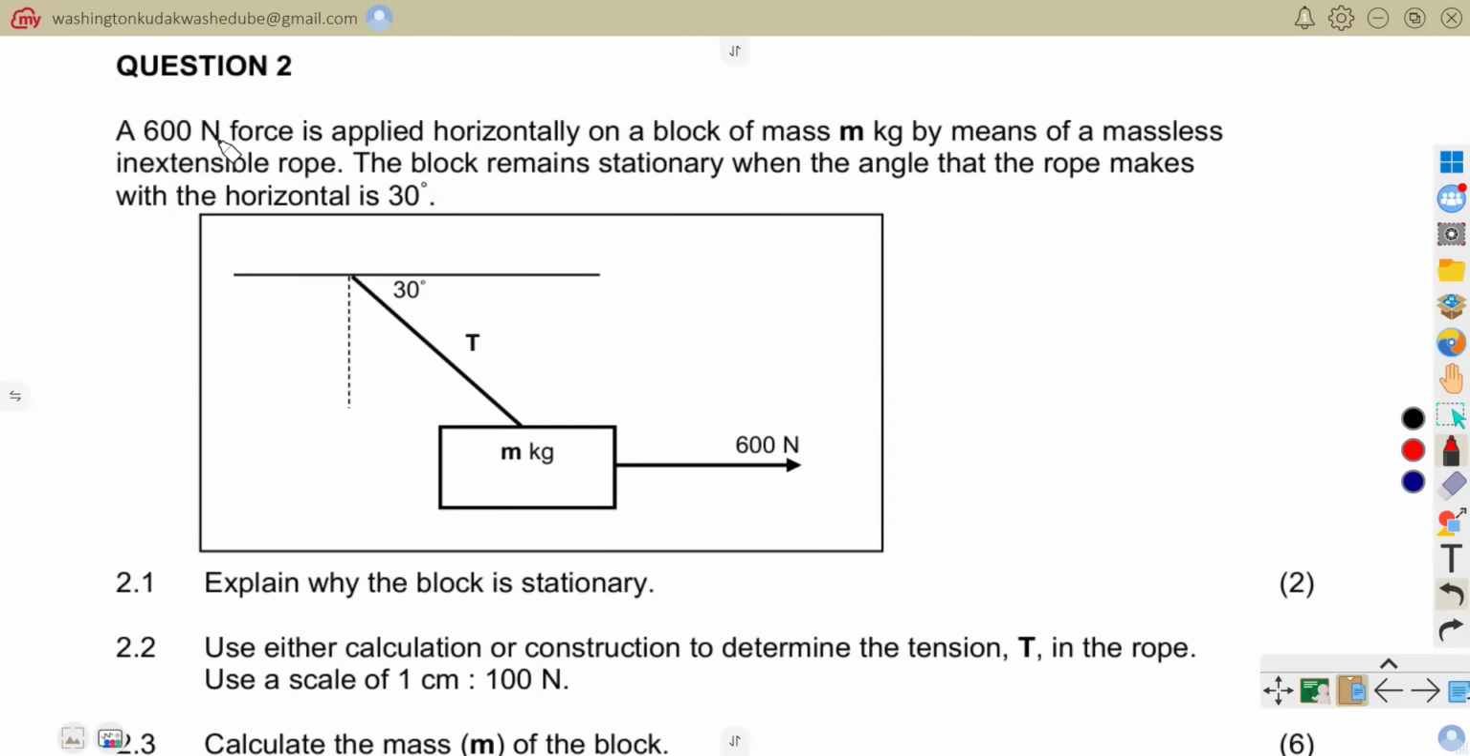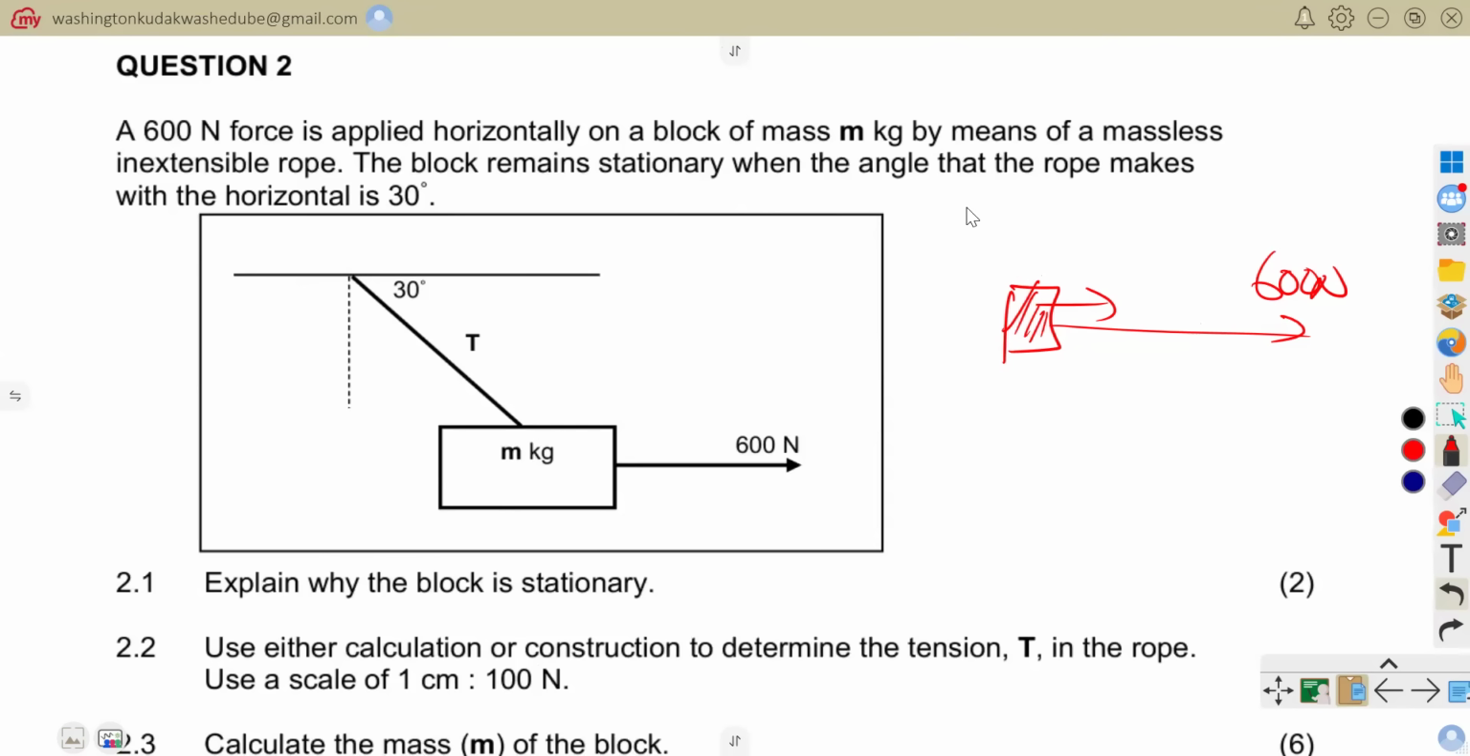Now, a 600 Newton force is applied horizontally on a block of mass m kg by means of a massless inextensible rope. The block remains stationary when the angle that the rope makes with the horizontal is 30 degrees. So this is the force that is being applied. It is being applied in the horizontal direction. That is 600 newtons going that side. So it means that this force is having an effect of pulling this object that side.